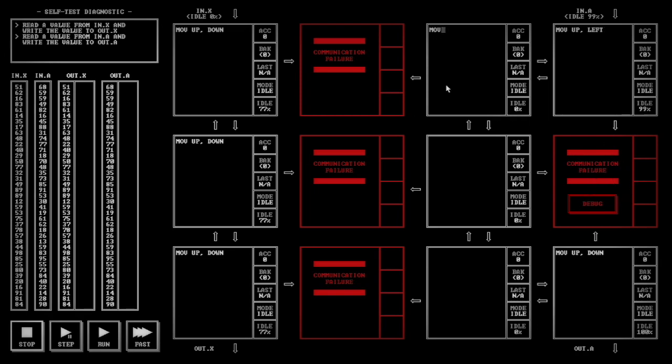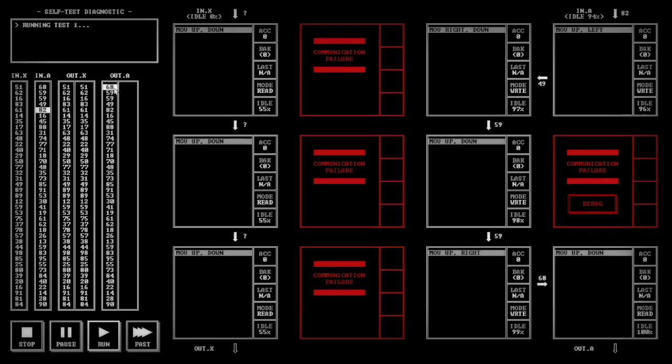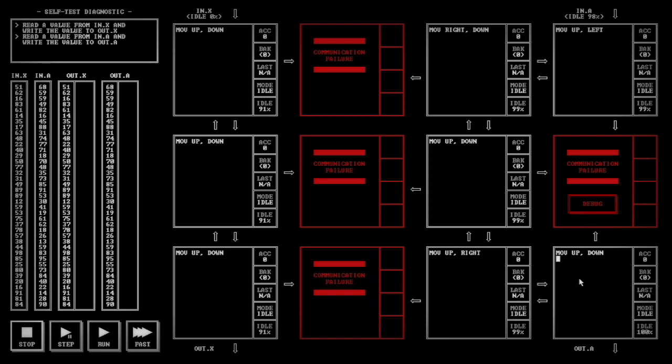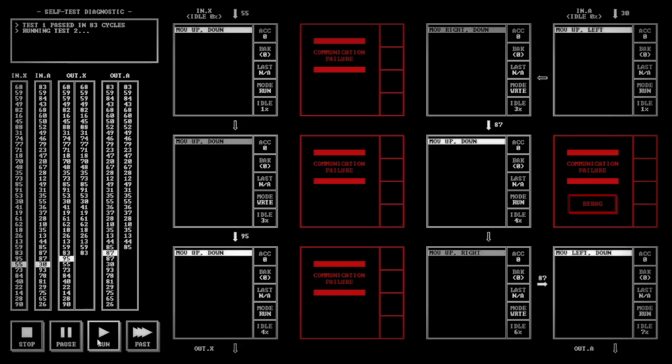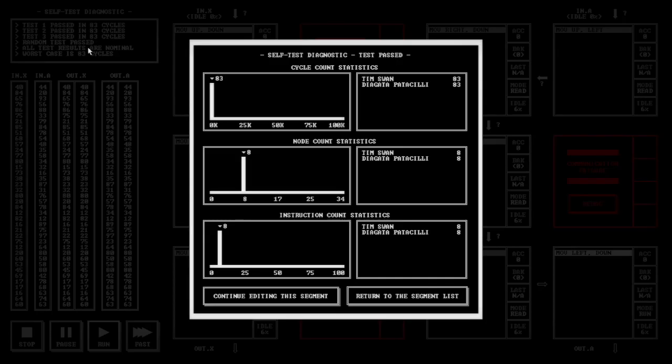So I'm going to do what I think is going to work. So basically, I'm going to take this input and just divert it like dun, dun, dun, and then out. So MOV, I think up, down. MOV, up. Right. Okay. What? 49. 60. Oh. Move left down. Okay, this should work. Dude. Running test 3. Yes!